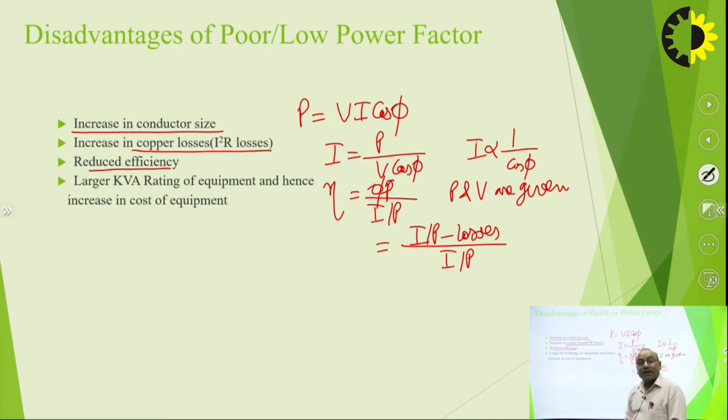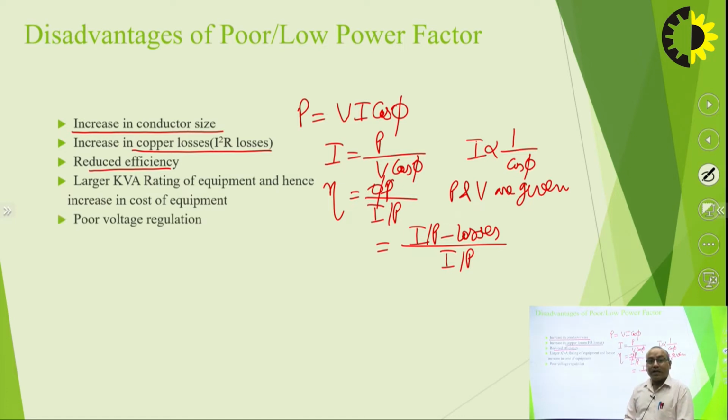Next, larger kVA rating of the equipment, and hence it results in increase in cost of the equipment. Why does it happen? kVA is basically the volt ampere rating. When we are taking kVA rating, this is kilovolt ampere rating. So with the increase in current at a given voltage, naturally the product of volt into ampere will increase. So that will result in larger kVA rating of the equipment, and that will result in the cost of the equipment increasing. So this is another problem due to poor power factor.